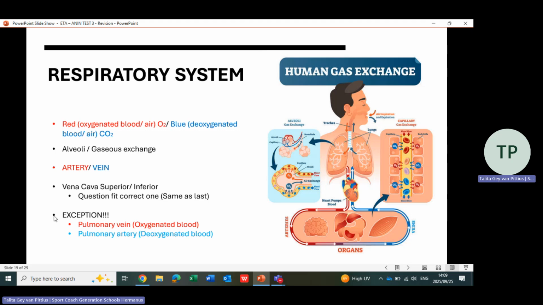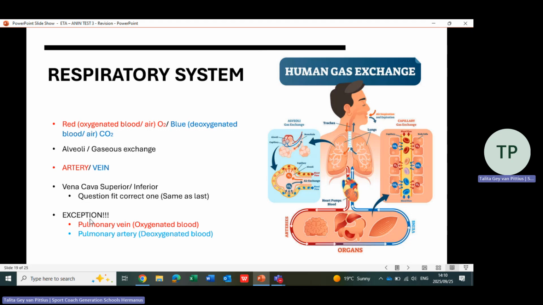You also need to know this, the last question that they gave you in the Anin test 2. They asked which heart chamber is directly in contact with the vena cava, which heart chamber is directly in contact with the aorta, which heart chamber is directly in contact with deoxygenated blood. So it's important to know those questions. That's how they ask about the heart and the chambers in the heart.